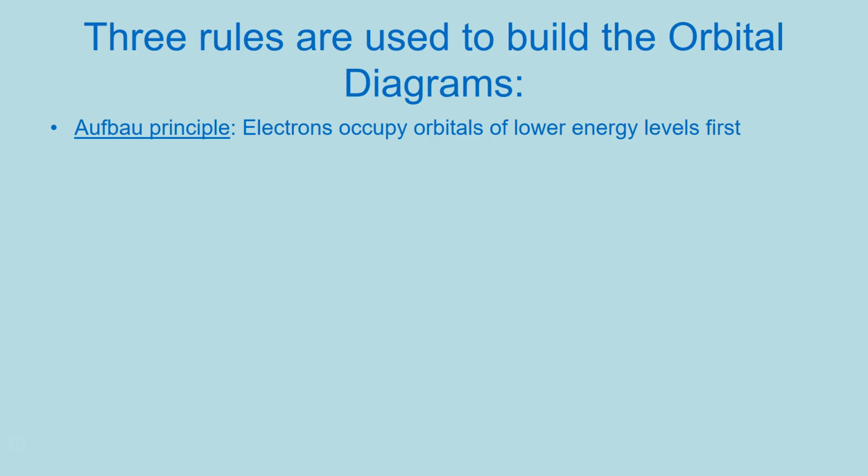The first one is the Aufbau principle, and the Aufbau principle states that electrons occupy orbitals of lower energy levels first. Basically saying we don't just automatically start in 3d, we have to start in 1s, and then go to 2s, and then to 2p. We have to go from the very beginning first.